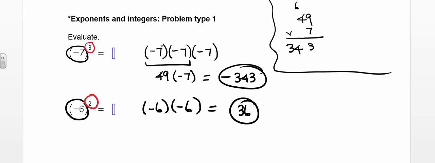So if you notice, if I'm taking a negative number and I'm multiplying it by itself an odd number of times, my answer is always going to be negative. If I take a negative number and I'm multiplying it by itself an even number of times, like 2, 4, 6, 8, 10, any even number of times, I'm going to end up with a positive number.